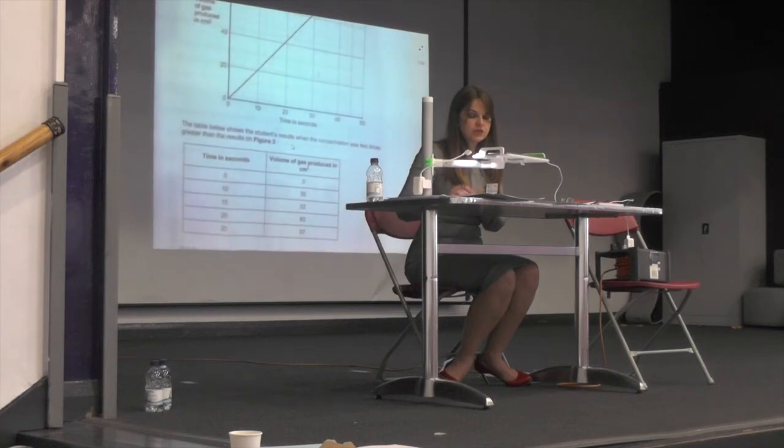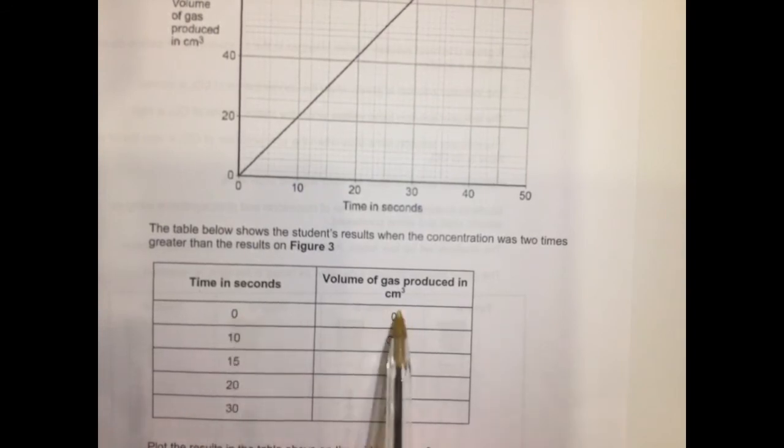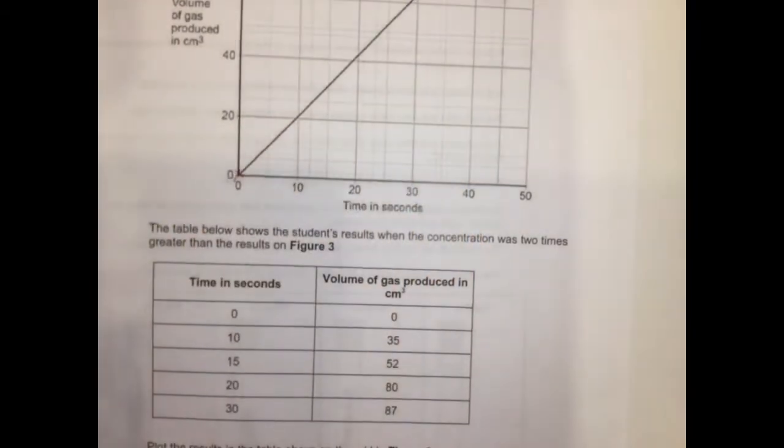So what you need to do is plot this graph. One thing I will say before you plot the graph, you've got time here. As the time increases, what happens to the volume of gas? So if you look here, there is no time, so therefore there's no gas produced. So this always must go through what we call the origin.